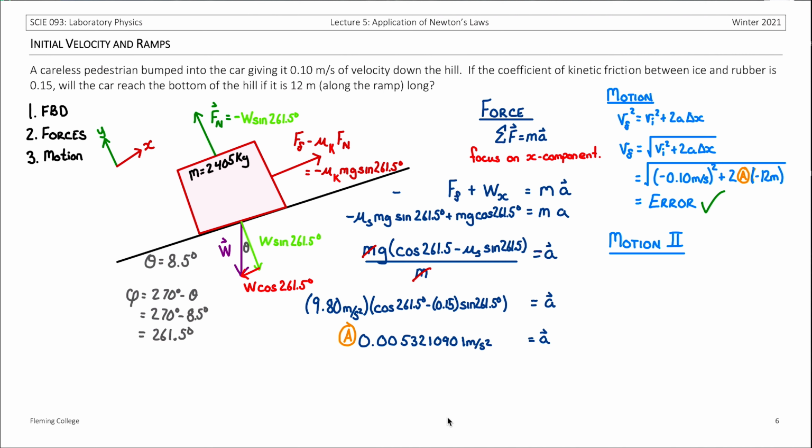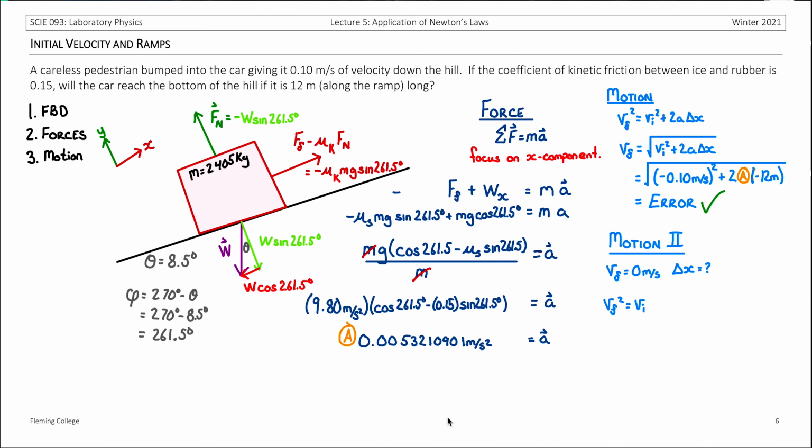Instead of asking, what is my velocity at the bottom of the hill? Let's find out where we run out of velocity. So in this case, we're going to say velocity final equals 0 meters per second. And we're going to ask, where does that happen? And with that value, we will interpret the answer to our question. If the number is anything greater than negative 12, we know we've reached the bottom of the ramp. If it's anything less than negative 12, then we never reached the bottom.